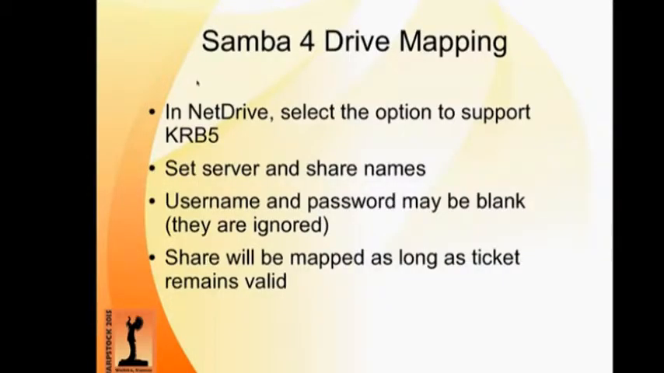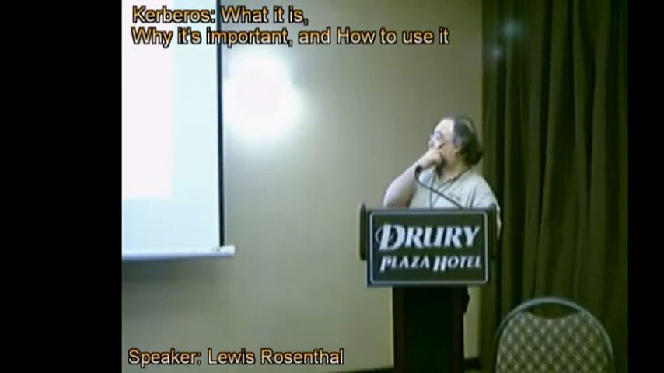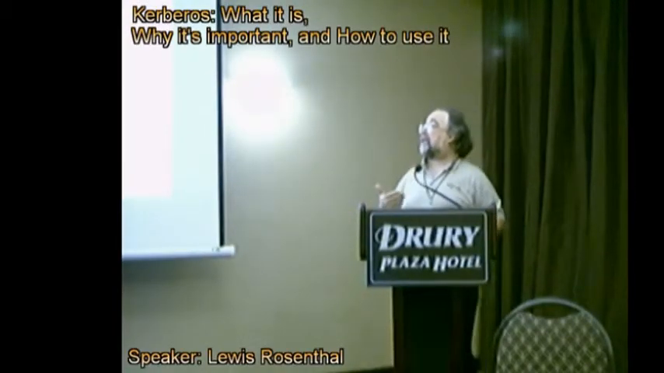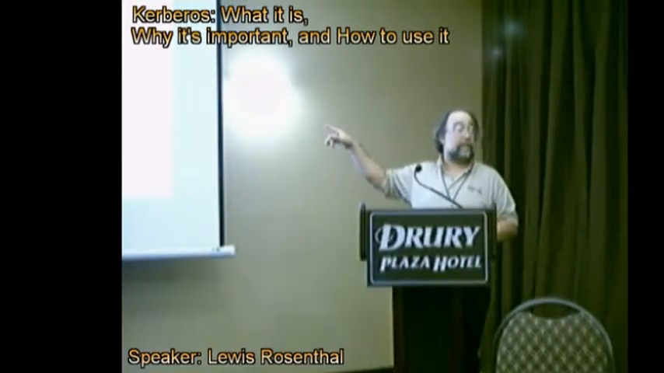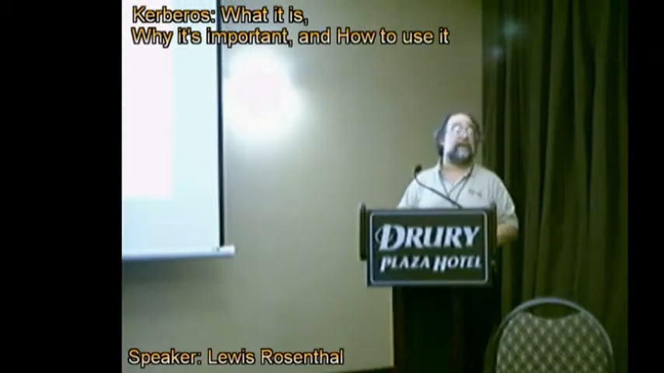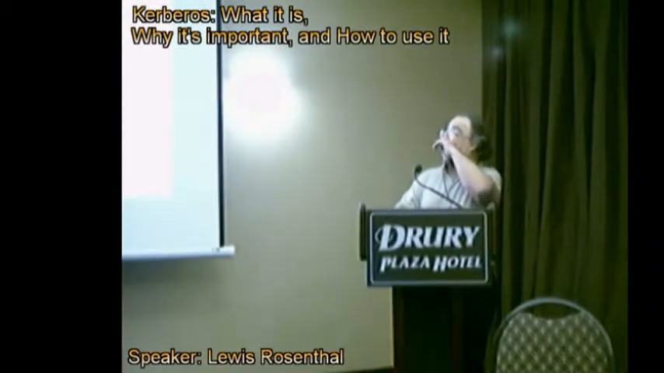So you're going to set the server name and the share name in the dialog. I should have put screenshots in here like Neil did in his, because his screenshots were nice. But you set the server name and the share name, and you can leave the username and the password blank, because once you check the box to support KRV5, the plugin couldn't care less whether you have any username or password in there. It doesn't use them at all. And as long as your ticket is valid, and of course as long as you've got the server and share name correct, you should be able to click OK and have a mapped drive. Next slide, please.